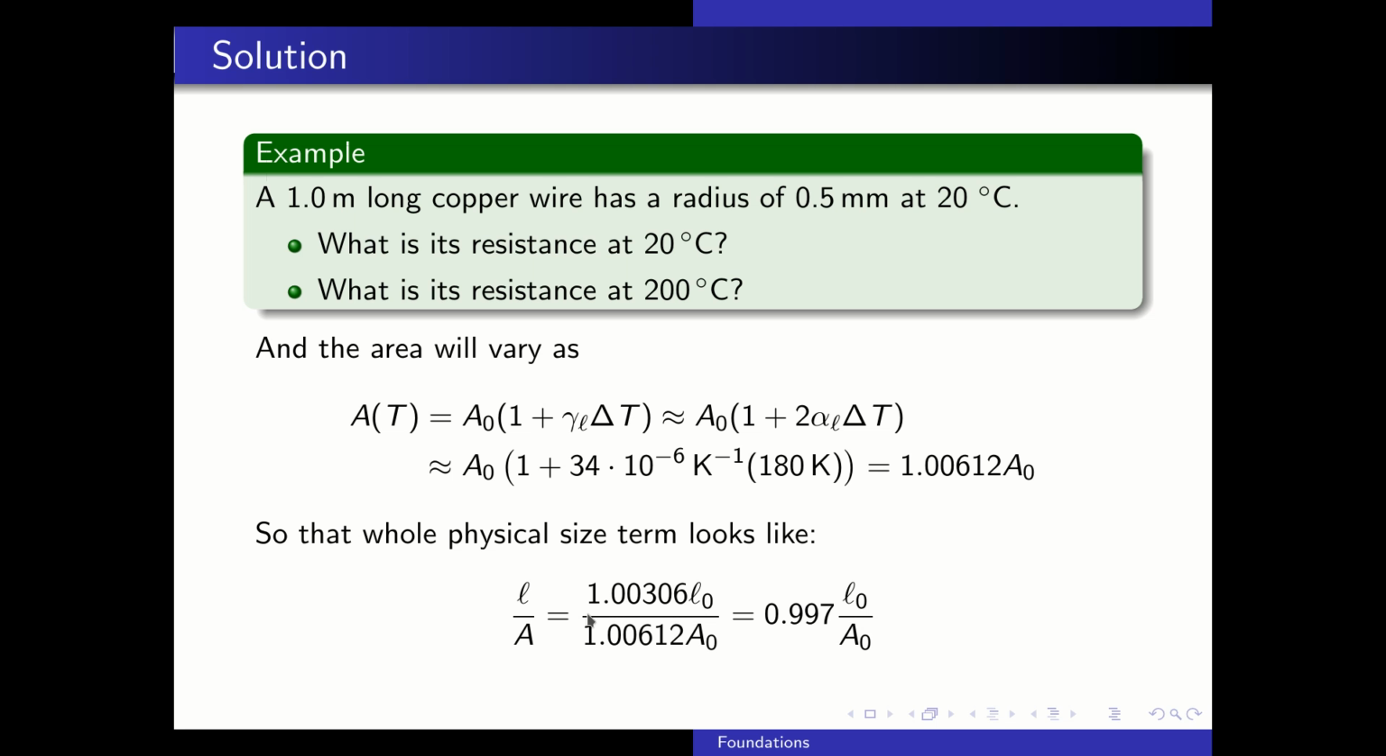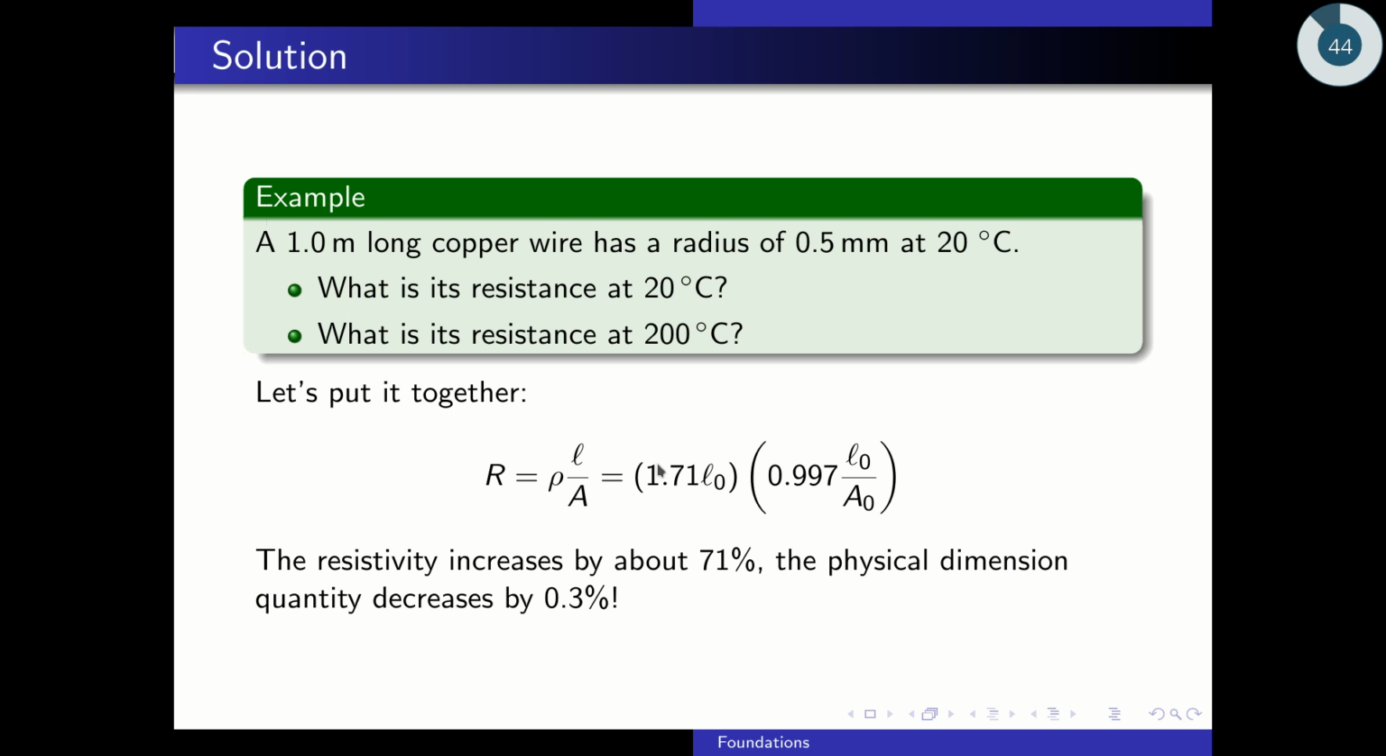So when I put those two things together, our L over A looks like 1.0306 L naught over 1.0612 A naught, and we get this. The physical size term is only about 0.3% smaller than the original physical size term. All right, so when we put these two things together, what do we get? The resistivity is increased by 70%, while this physical size term has decreased by 0.3%. Clearly, the resistivity term dominates. It's immense in comparison to the physical size term.